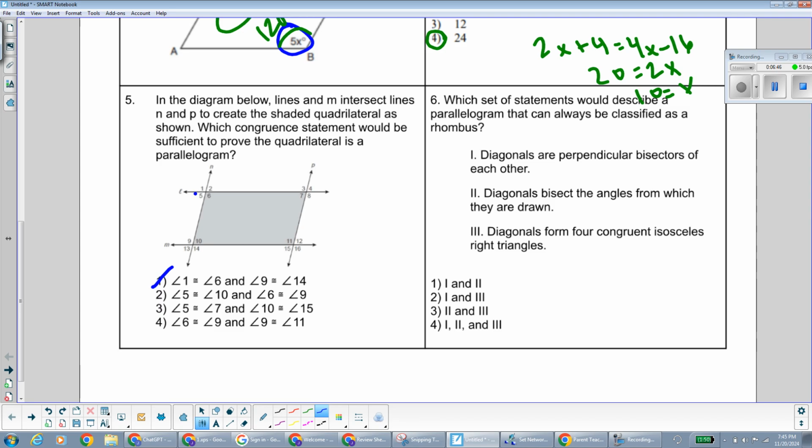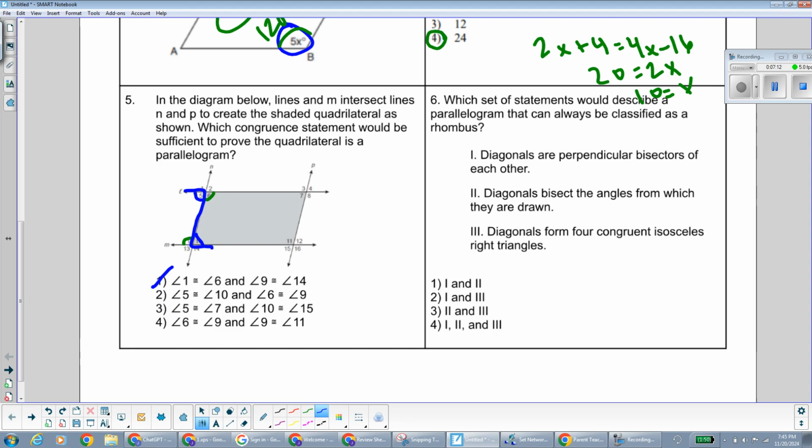Angle 5 congruent to angle 10, and angle 6 congruent to angle 9. Well, these are two sets of alternate interior angles. And we know if alternate interior angles are congruent, we have parallel lines.